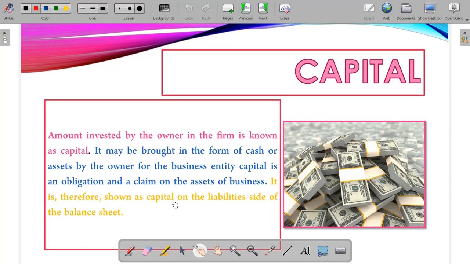So capital is also an obligation on the business, right? But it is an internal obligation, because the business has to pay the capital to the owner, right? It is therefore shown on the liability side of the balance sheet because it is an internal obligation of the business.